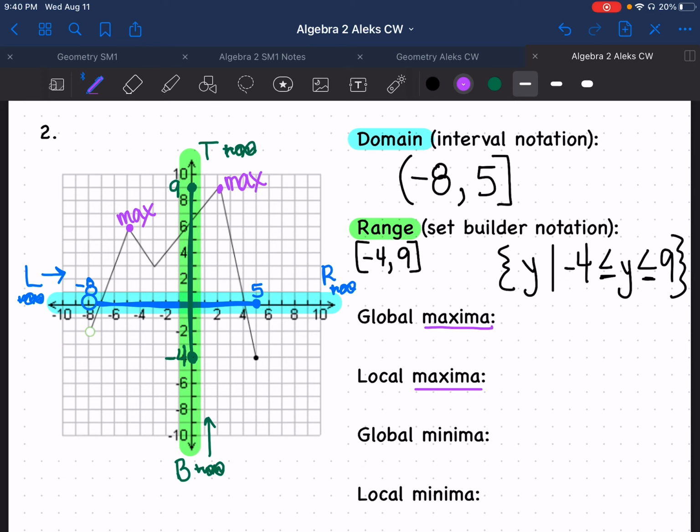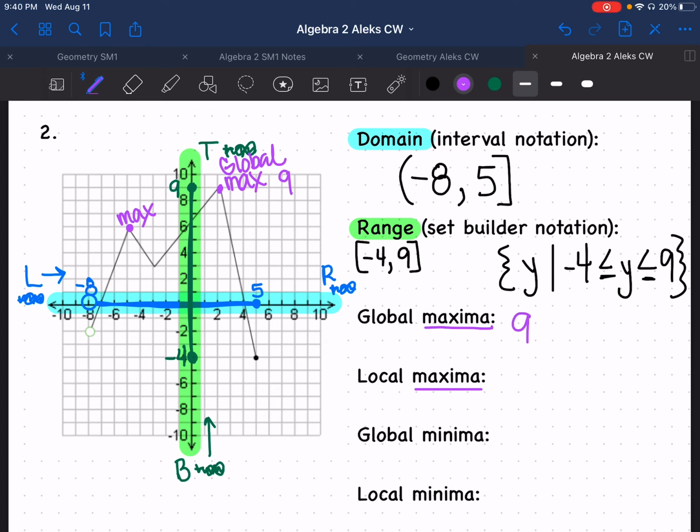Right now I'm just going to identify them as maxima, I'm just going to call it a max. And then I'm going to look at them and say, which one is the highest? Which one is higher than the other one? That one's going to be my global. Well, that would be this one right here. This one's going to be my global max. And I just need to know its y value. If I head right over there, it's going to be 9. So there's my first answer.